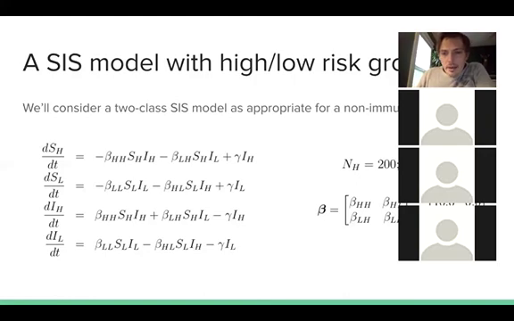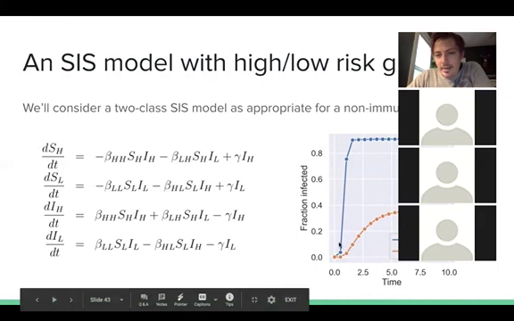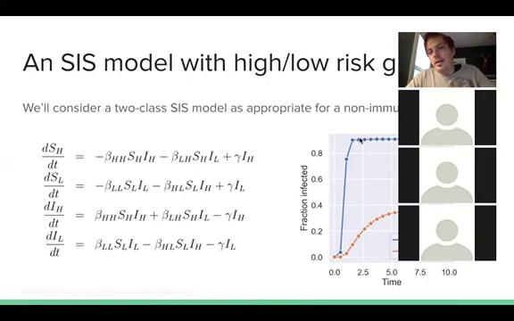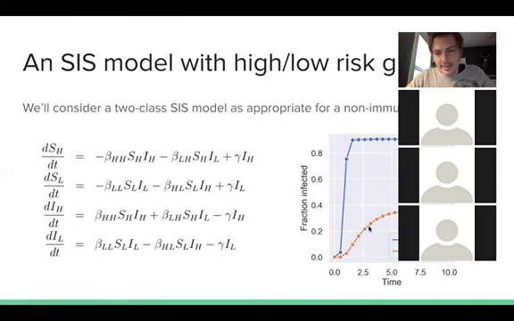And so using this model, we can look at the infectious disease dynamics through time. And what we see, not surprisingly, is that everybody in the high risk group very rapidly becomes infected. Basically almost everybody in the high risk group becomes almost immediately infected, whereas individuals in the low risk group take longer to become infected, and the total fraction of infected individuals in the low risk group never becomes as high as in the high risk group.